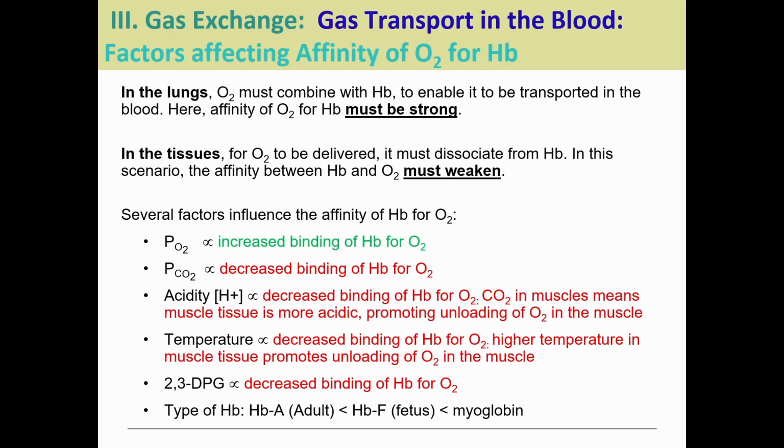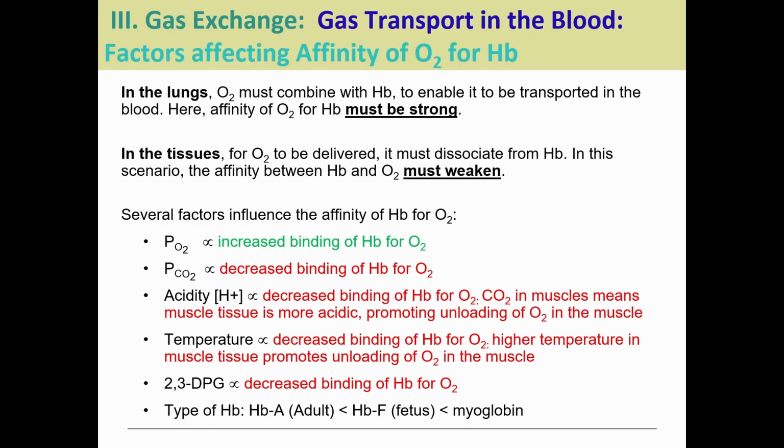With temperature, an increase in temperature means a decrease in binding. So higher temperature promotes more unloading of oxygen. And then the 2,3-DPG is going to decrease the binding. It's going to just overall lower the affinity for oxygen and hemoglobin.